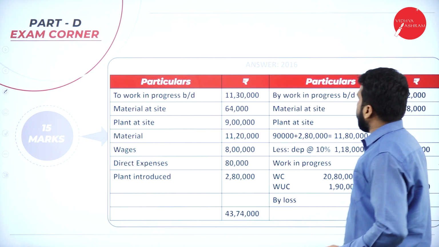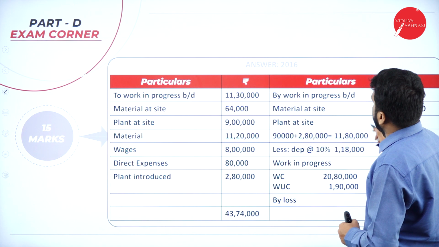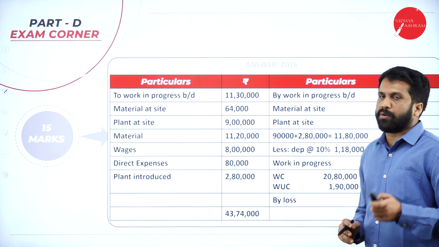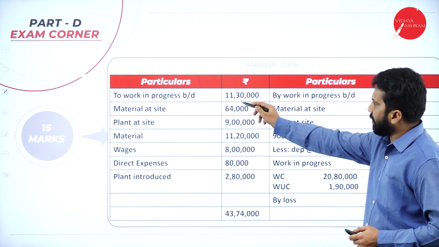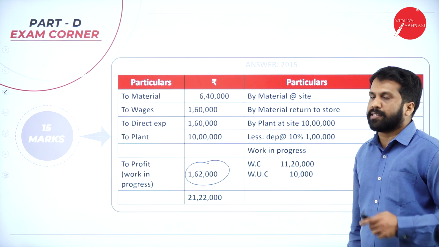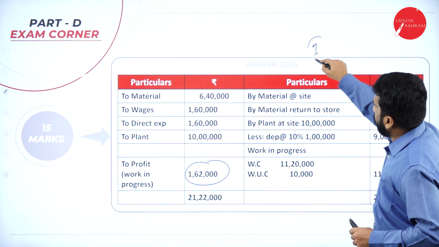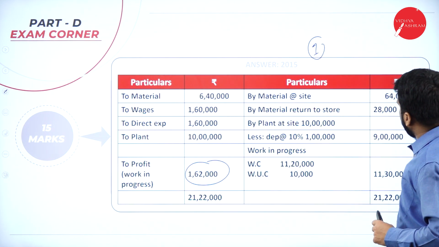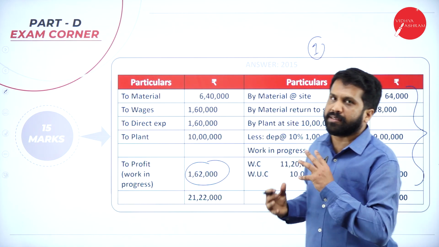Second year what happened? Again 2016, we have done everything. You have two options, that 1,62,000 what you got, you can write it this side or else you can minus from work in progress. While doing second year, remember, this is your first year. Problem is done. Whatever written on credit side, all these are called as closing balance.